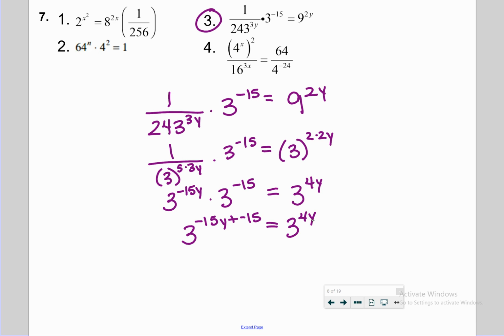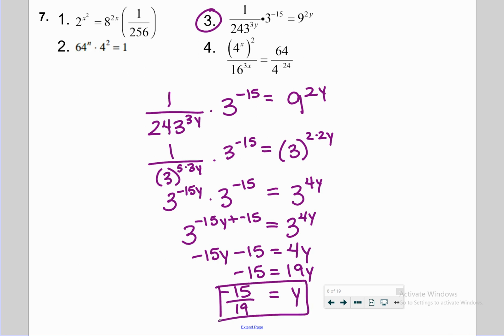A base to a power equals a base to a power. So now the only way that this equation is true is if these powers are equal, because the bases are already equal. So we can just drop those bases and say, all right, negative 15y minus 15 must equal 4y. I don't need logs to solve. And now I'm going to move that 15y over. That'll give me a 19y. And divide, I get negative 15 over 19, which is a little gross if you want to plug it back in and check, but you could.